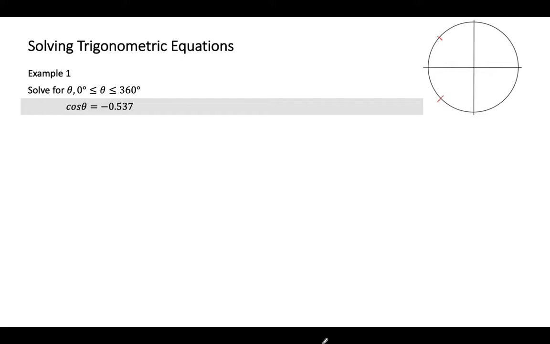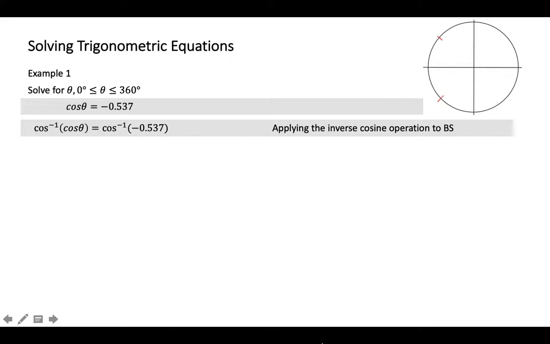So now I'm going to use my calculator and my wits and figure this out. Let's get started. First order of business is I'm going to apply the inverse cosine operation to both sides. Last year, you used this to find an angle in a triangle.